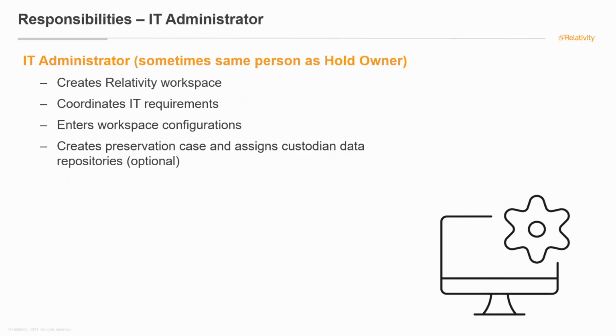Now, the IT administrator would set up the legal hold application in a Relativity workspace. Sometimes this is the same person as the hold owner, or it could be a completely separate admin depending on the organization. An administrator, specifically a Relativity system admin, would need to perform a one-time setup of the hold workspace. They also may be involved in the custodian creation and import process, and/or setting up a preservation hold, which, like I mentioned, we'll learn more about later.